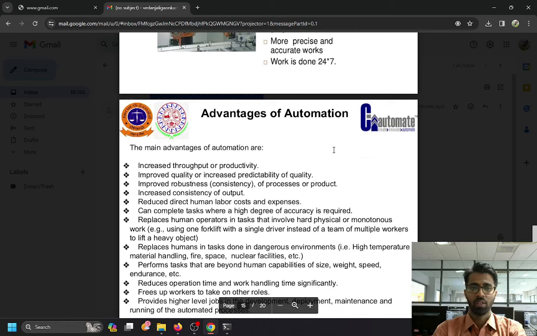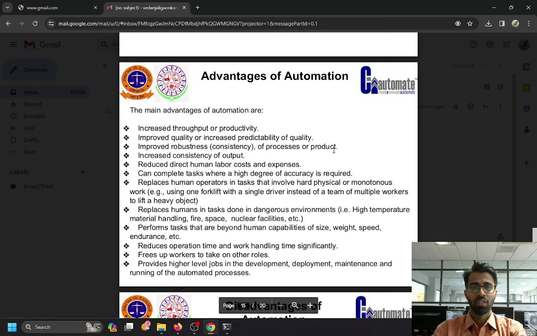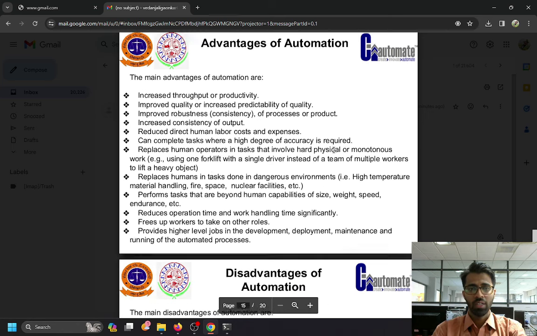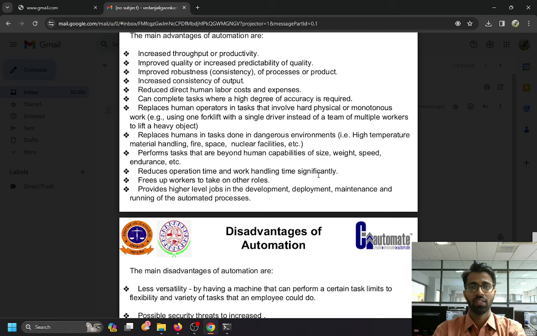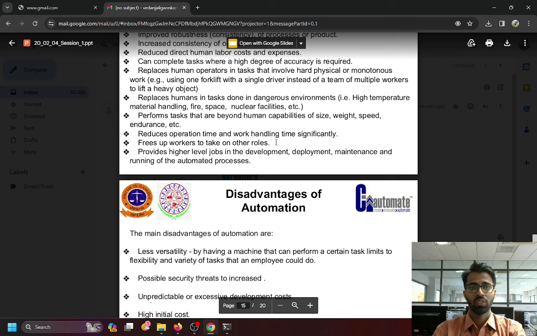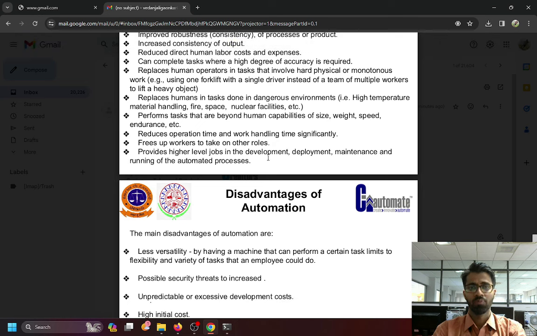Advantages of automation. The main advantages of automation are increased throughput or productivity, improved quality and increased predictability of quality, improved robustness and consistency of processes or products, increased consistency of output, reduced direct human labor cost and expenses, can complete tasks where a high degree of accuracy is required, replace human operators in tasks that involve hard physical and monotonous work, replace humans in tasks done in dangerous environments, perform tasks that are beyond human capability of size, weight, speed, endurance, etc., reduce operation time and work handling time significantly, free up workers to take on other roles, and provide higher level jobs in development, deployment, maintenance and running of the automated processes.